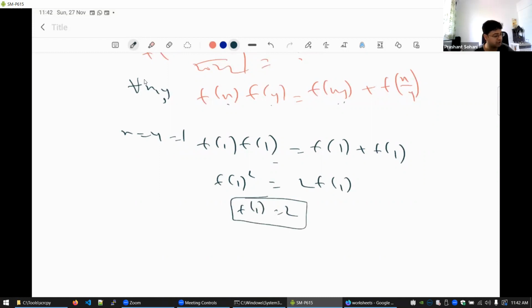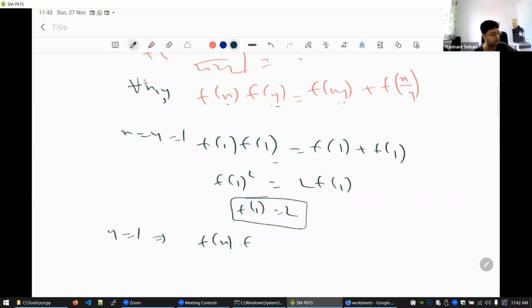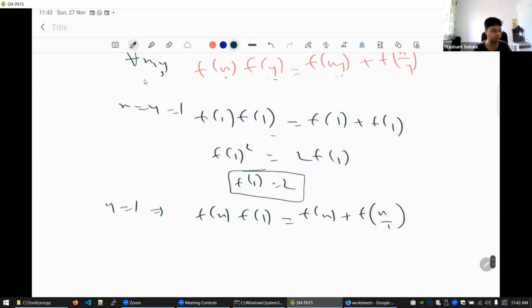As soon as you get information like this, you have to put it to some good use. So how can you leverage this information now? Sir, we can take x equal to x and y equal to 1. Correct. So if I put y equal to 1 in this equation, I get f(x) f(1) is equal to f(x) plus f(x/1). That's not very useful, right? This is going to give me the same thing once more.